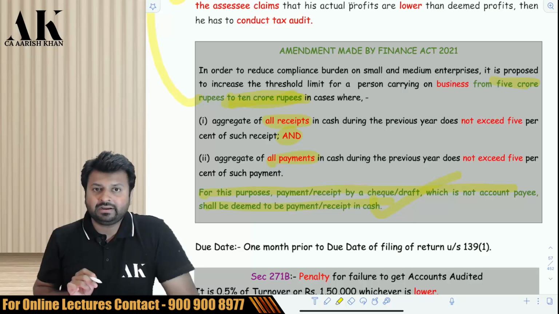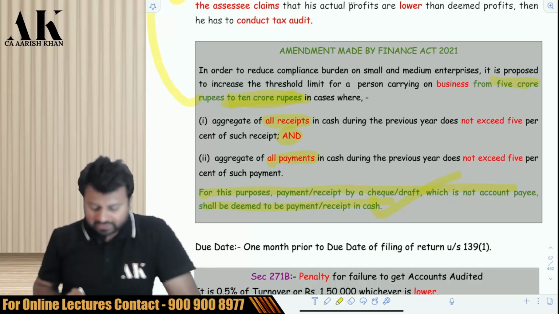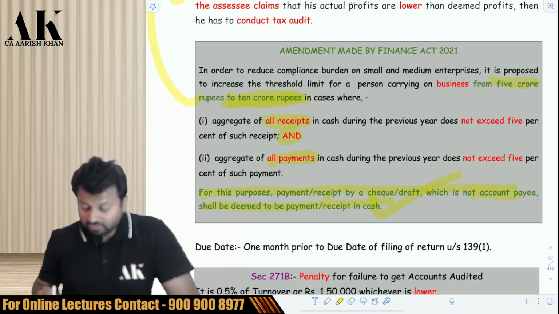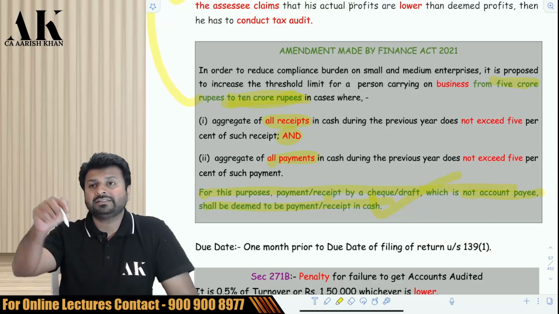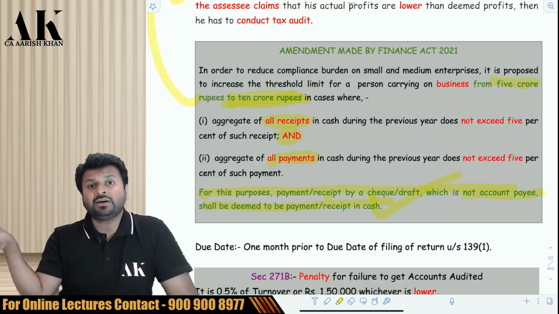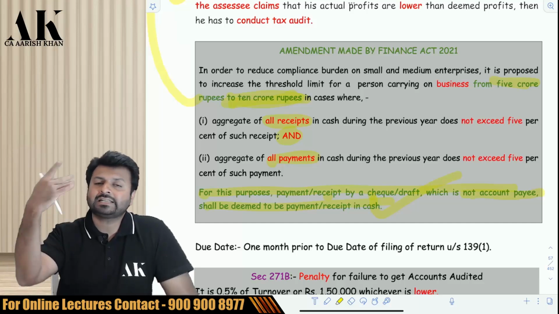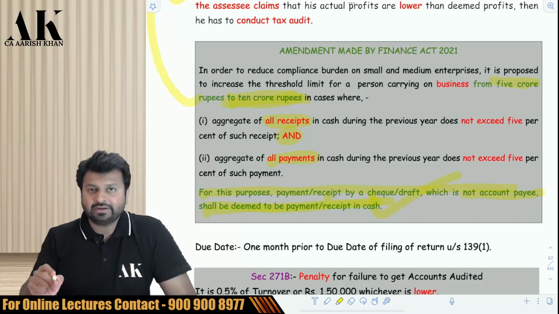Last year it was not amended. This year the government of India has clarified that, for this purpose, payment received by check or draft which is not account payee, meaning if the payment is received by check or draft, then it has to be account payee. If it is not account payee, then it shall be deemed to be payment received in cash.